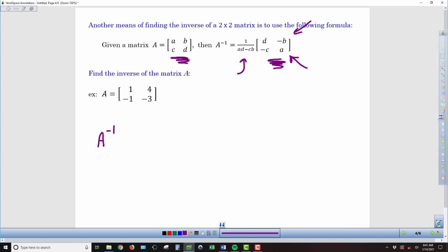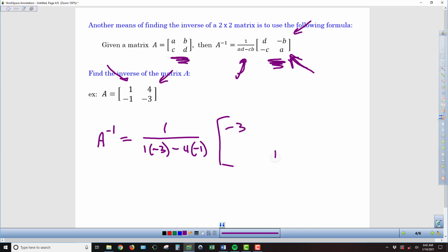So if we want to find the inverse of A, I'm going to start off with that fraction here. So A times D, so running down this main diagonal, we've got 1 times negative 3 minus C times B. So now the other diagonal is going to be 4 times negative 1. And then we're going to multiply that fraction by, now I need to flip the numbers that are on the main diagonal as we see here. So negative 3 and 1. And then I'm going to change the positive negative signs on this other diagonal. So we're going to have positive 1 down here and negative 4 up here.